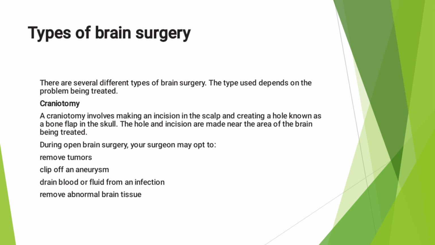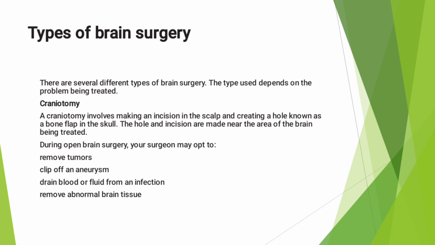Here we can look at what all the types of brain surgery are. There are several different types of brain surgery. The type used depends on the problem being treated. Craniotomy involves making an incision in the scalp and creating a hole known as a bone flap in the skull. The hole and the incision are made near the area of the brain being treated.